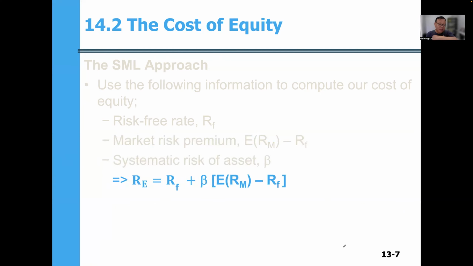Your expected return as an investor will be, first, the time value of money, that's the risk-free rate, inflation, plus you are compensated for taking risks, so beta times the market risk premium.